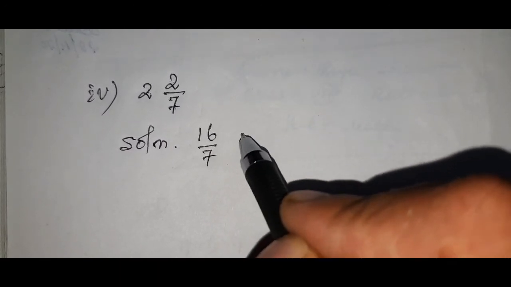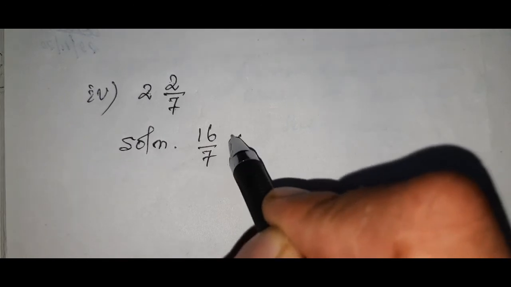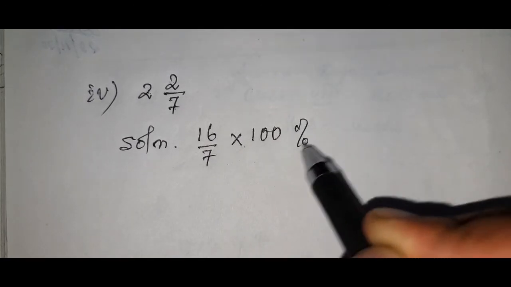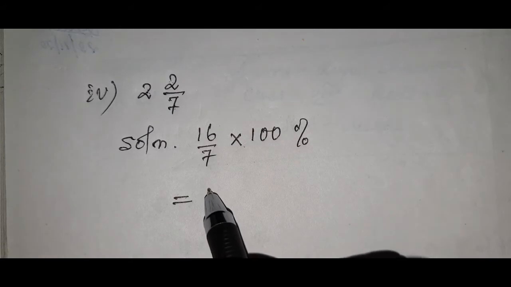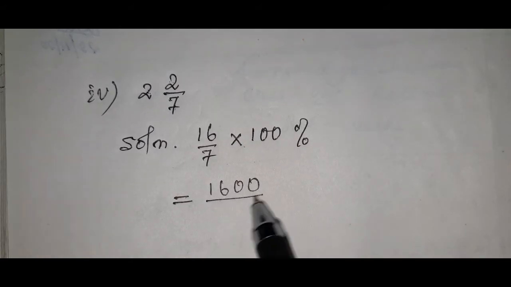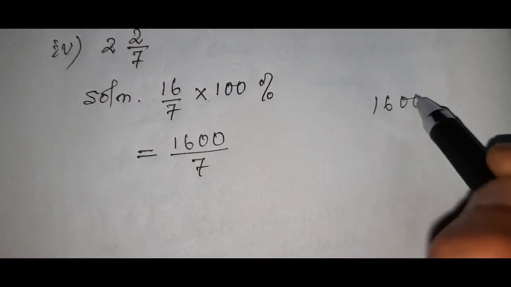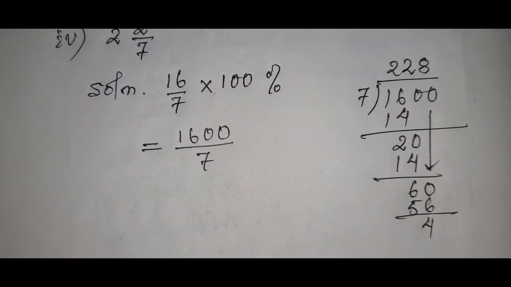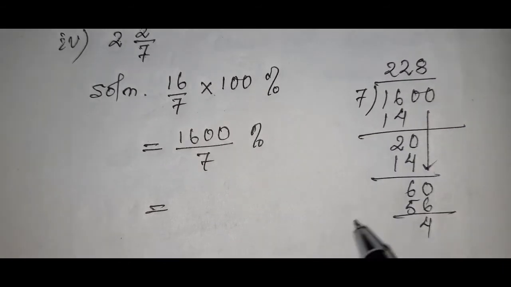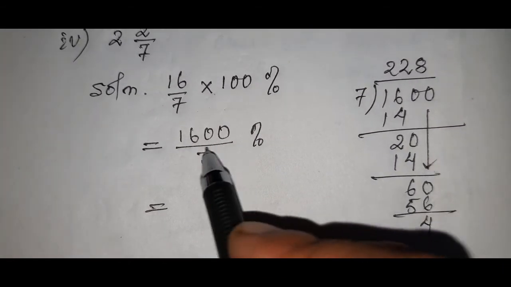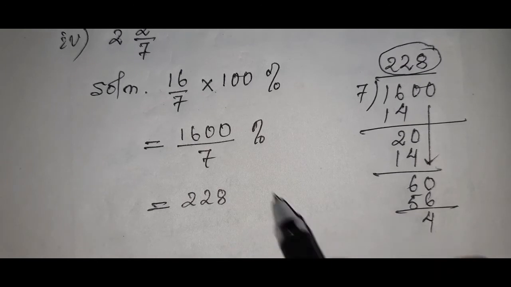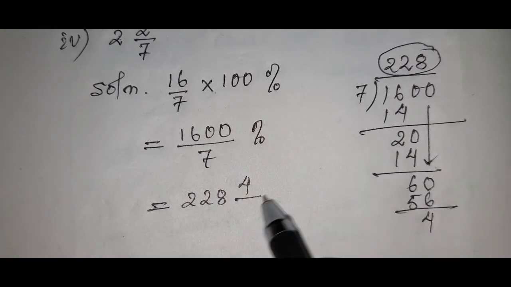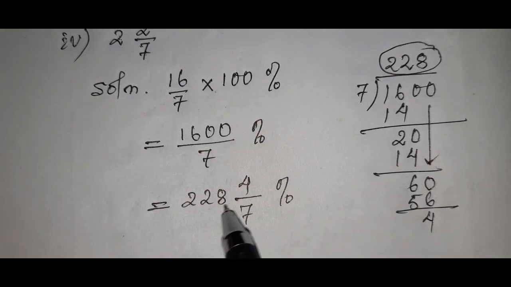Now since we are going to convert it into a percentage, you have to multiply it with 100. Let's multiply this one and this one. So you get 1600 here, and down here we have 7. Now let's divide 1600 by 7, so the remainder is 4. Now again we're going to express this as a mixed fraction. Our quotient is 228, the remainder is 4, and the divisor is 7. So this is 228 4 by 7%.